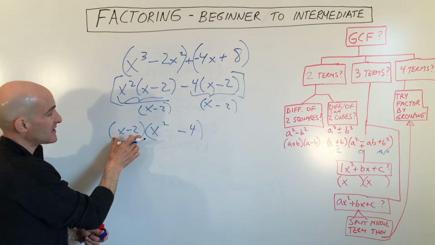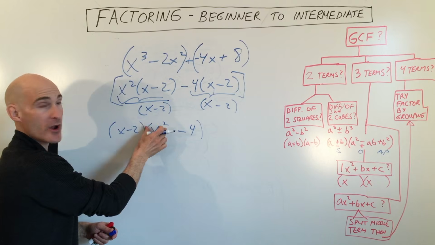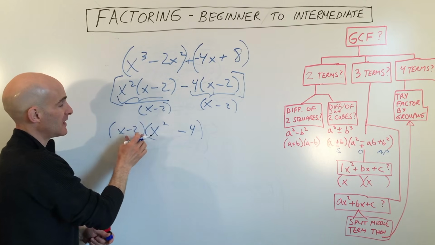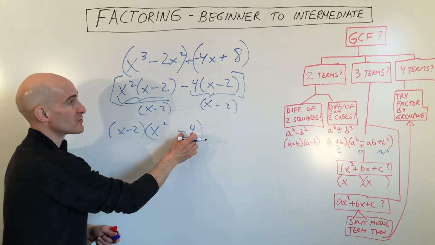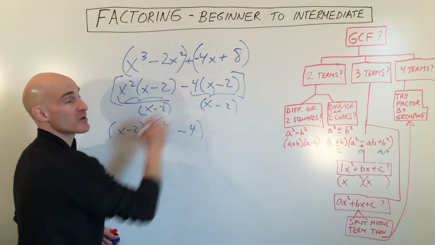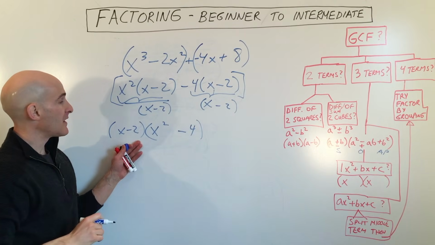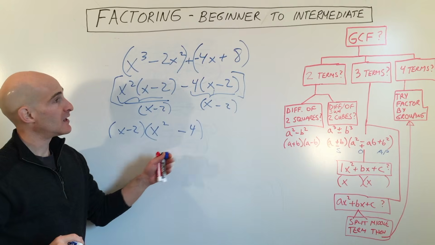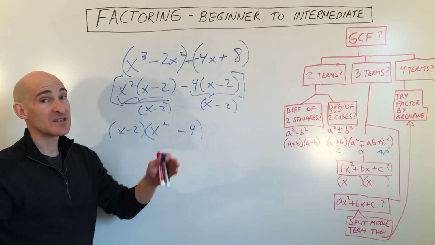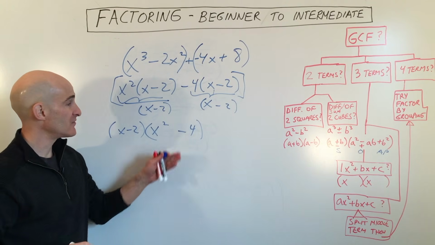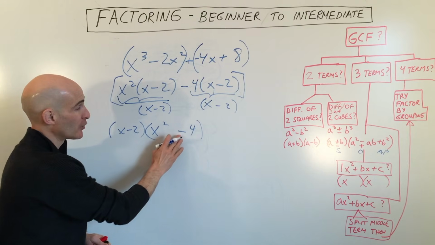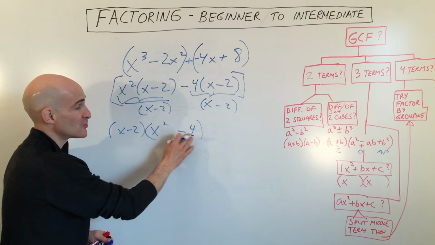So if you were to take this x minus 2, distribute it to the x squared, you'd get back this group. And if you take the x minus 2 as a whole and distribute it to the negative 4, you'd get back this group here. Now factoring is one of those things where you have to keep seeing if you can factor further. You want to see if you can keep breaking it down further. Look what we have here. We have a difference of 2 squares.